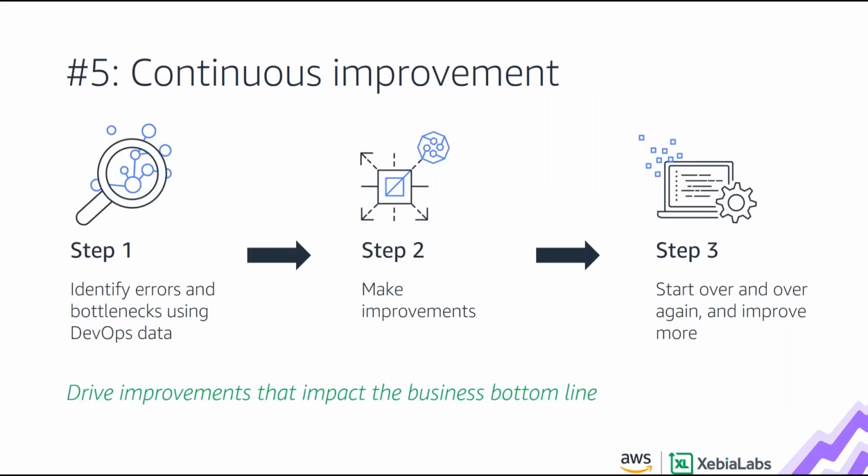The fifth way, it's all about continuous improvement. This is a natural follow-on to the collection and unification of data. You will need to be able to identify errors and bottlenecks in your releases and processes. You need to make improvements using this information and be able to repeat.